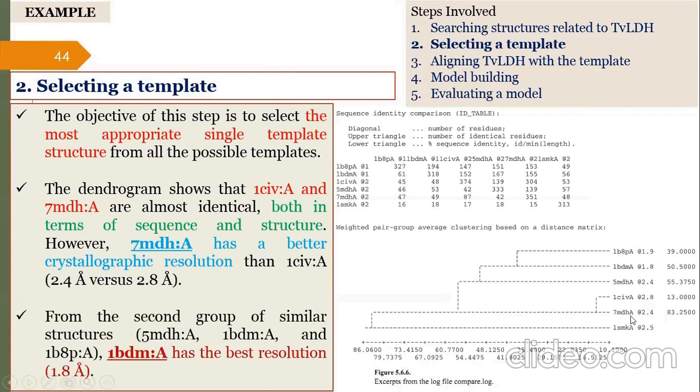From the second group, so in this group, we will select this one. From the second group of similar structures, 5MDH, this one, 1BDMA and 1B8P. So these three we are talking about have best resolution, 1.8 angstrom. So in these three, 1.8 resolution is the best one. So 1BDMA is the best out of these three. And out of these two, 7MDHA is better.